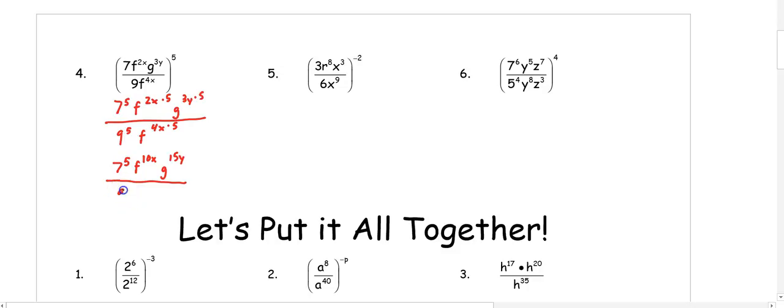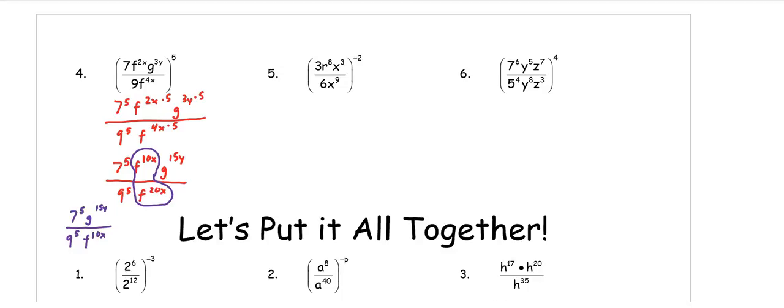Same thing with 9 to the 5th. I'm just going to leave it as an exponent, f to the 20x. Now notice here, I have two f's. I have an f in the numerator and an f in the denominator, so I need to subtract those exponents. Now, f to the 20th is larger, so it's going to end up in my denominator. So I would have 7 to the 5th, g to the 15y, all over 9 to the 5th, and then when I subtract 20x minus 10x, I get f to the 10x in the denominator.